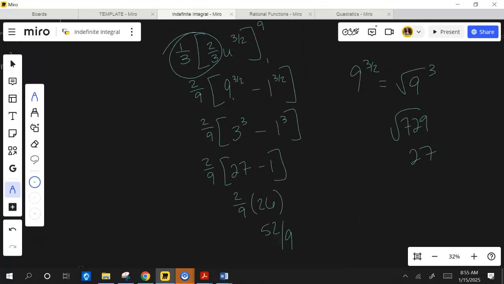Don't say that so ugly. What? Why what? We did. She asked where it went, and I was just telling her that I changed it to the square root of 9 to the 3rd power, which is 3 to the 3rd.